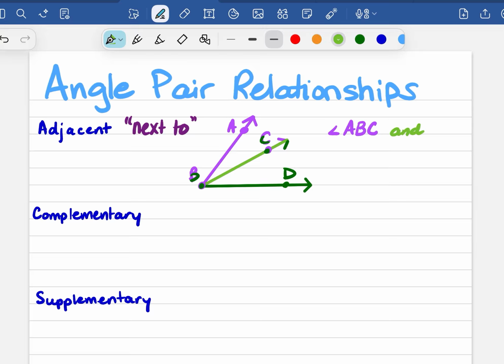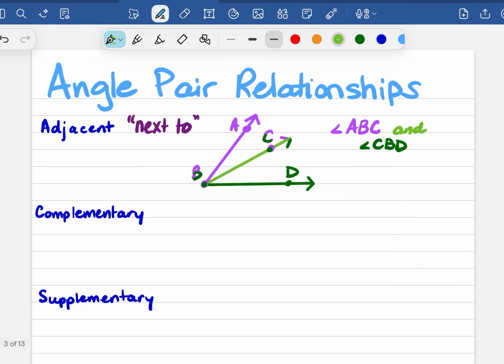So angle ABC and angle CBD are adjacent. They share ray BC as the shared side. And that's what makes them adjacent. So BC ray in the middle there is the shared side. And remember that an angle is always created by rays.